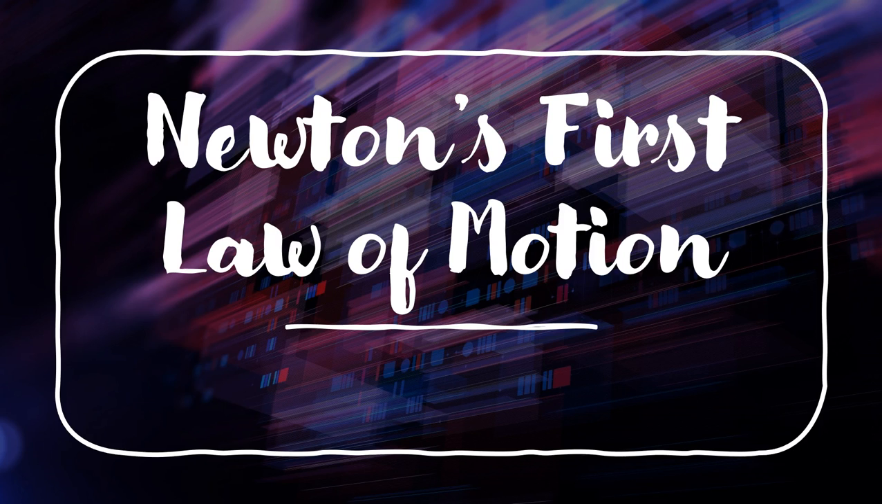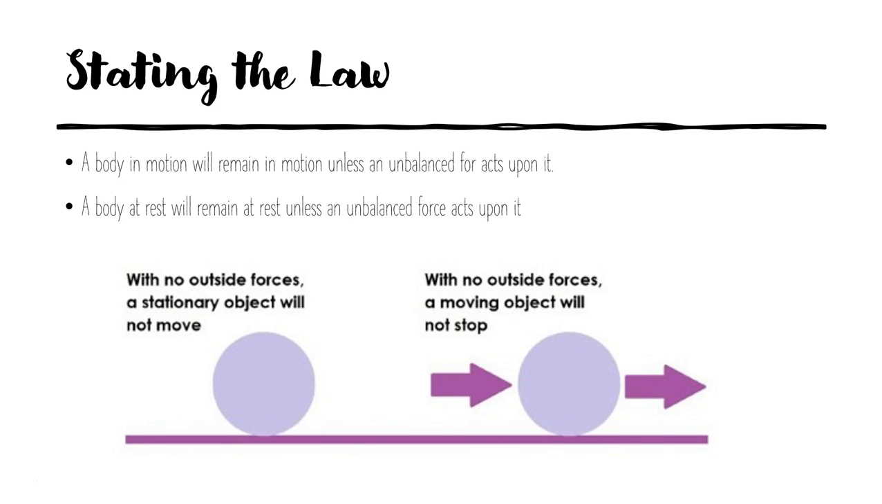There's three laws, and now we're going to look at the first one. So Newton's first law is all about unbalanced forces. And the law simply states that a body, i.e. an object, in motion will remain in motion unless an unbalanced force acts on it. Okay, so this means that a body at rest will remain at rest unless an unbalanced force acts on it. And we talked about this when we were using vectors.